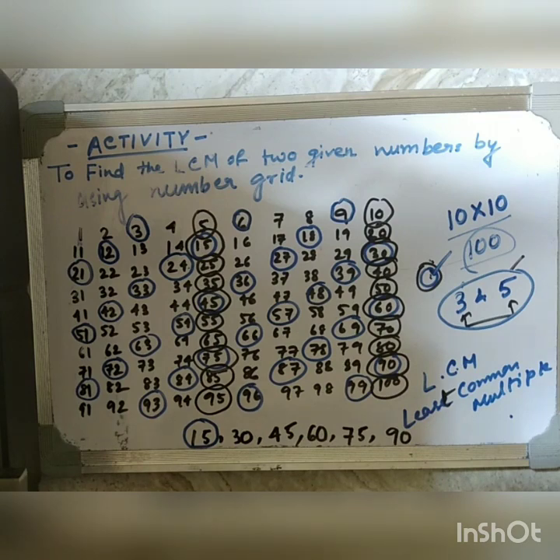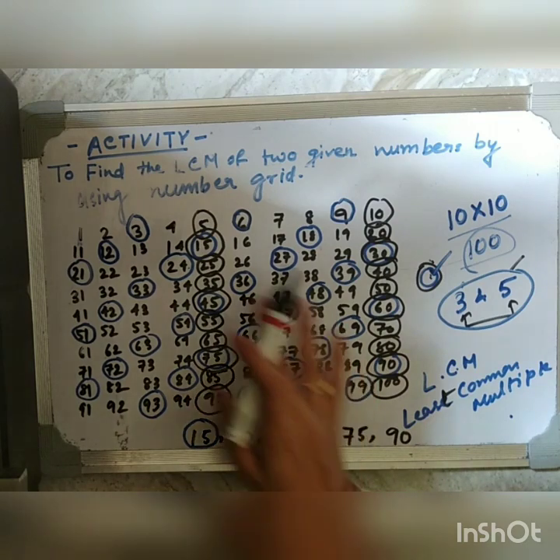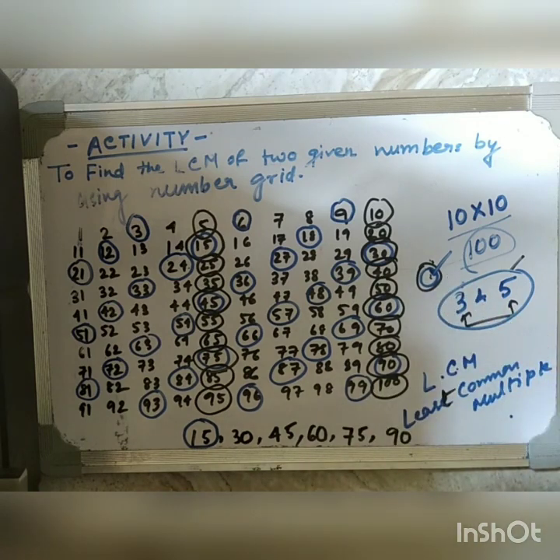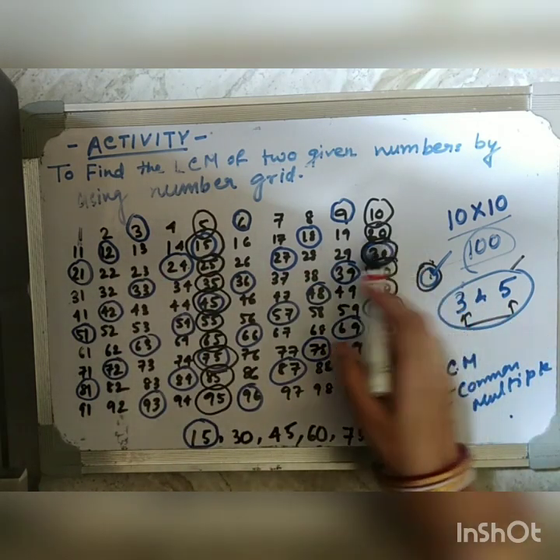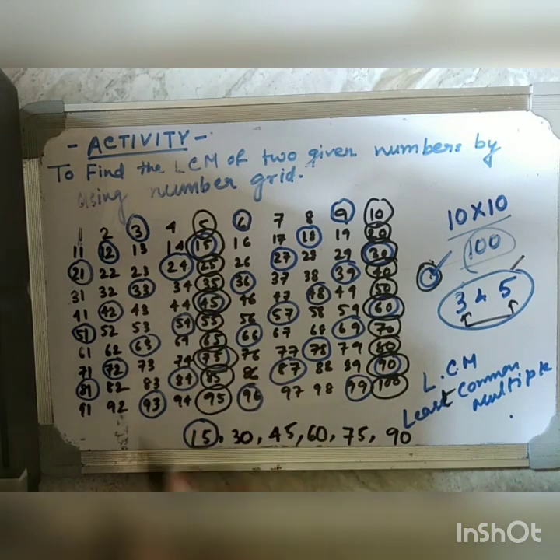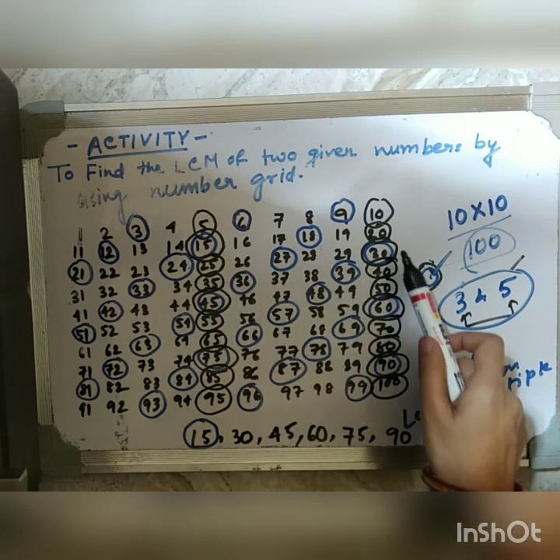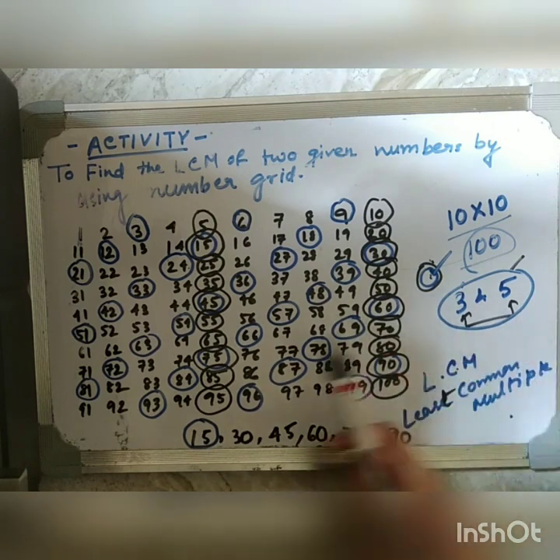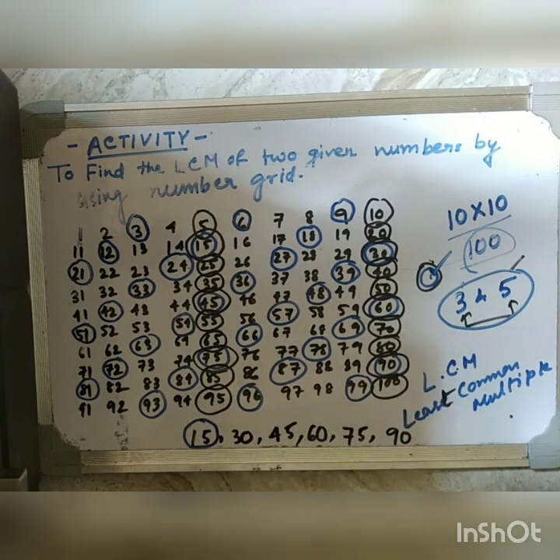Now what we have to do? We have to find in which numbers we are getting these two circles together. The first number where we are getting these two circles together, for just understanding the common multiple, is 15, then 30, then 45, then 60, then 75, then 90. After 100 we have not written any number, that's why we have taken up to 90.